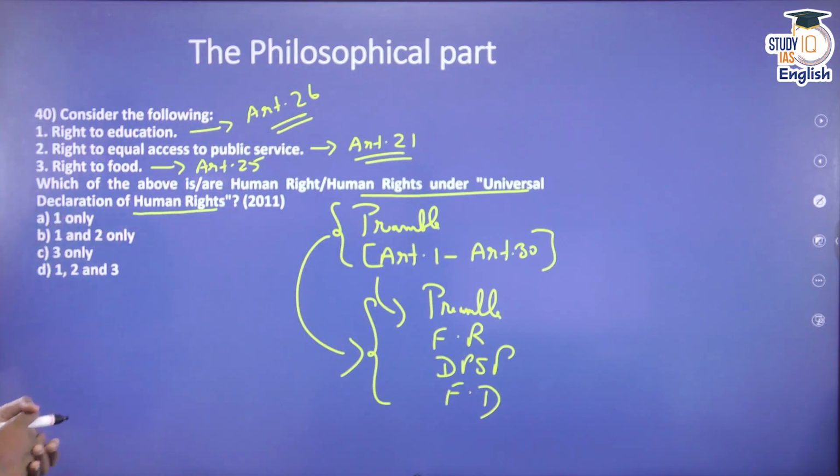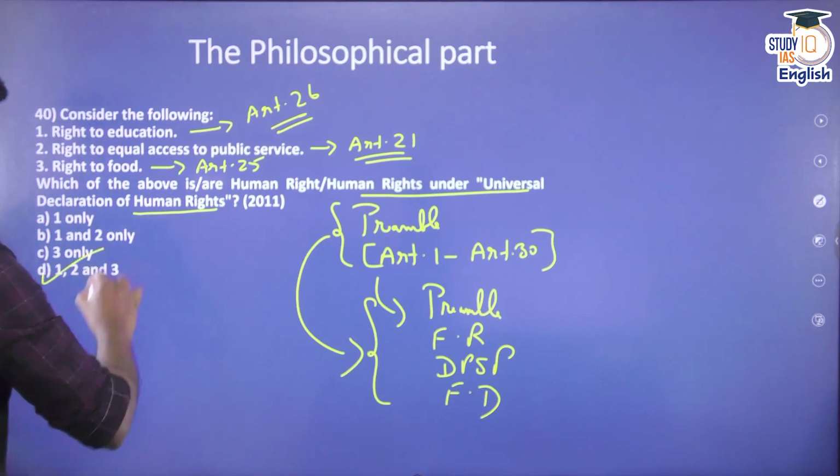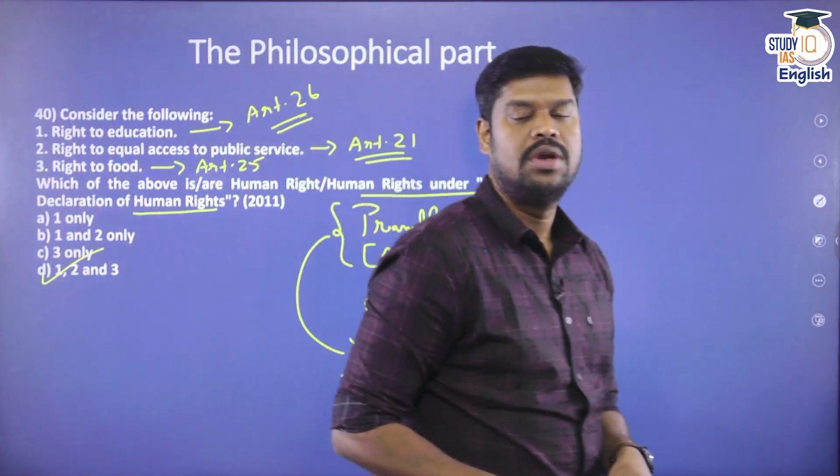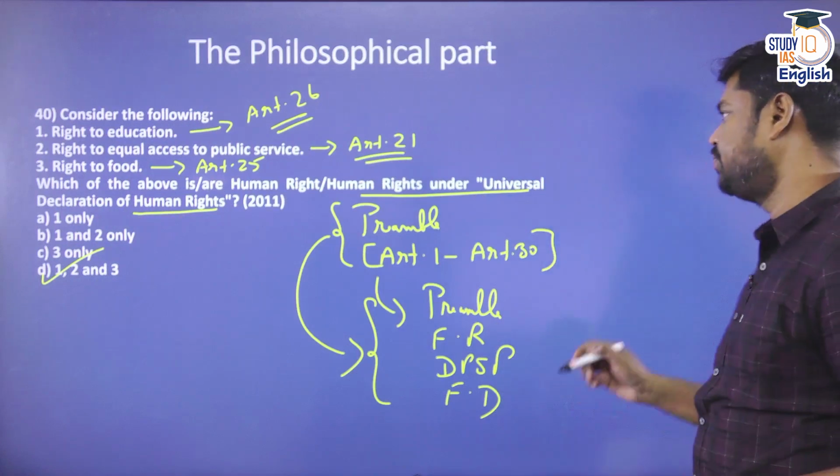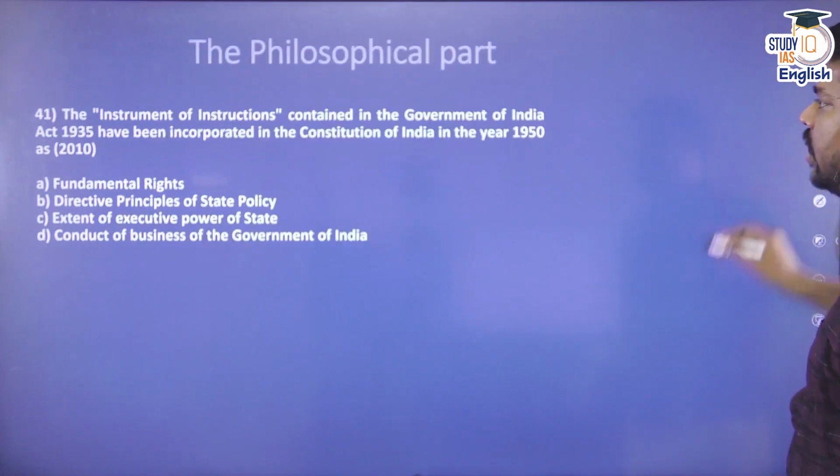So, what is the answer for this particular question? The answer would be option D. It consists of all the three things, that is 1, 2 and 3. Come to the next question.